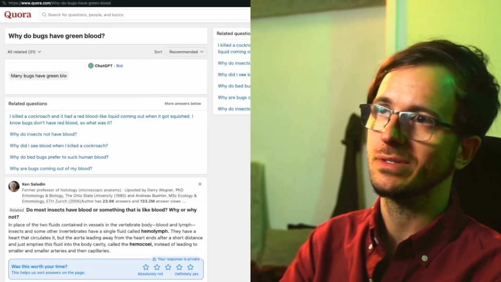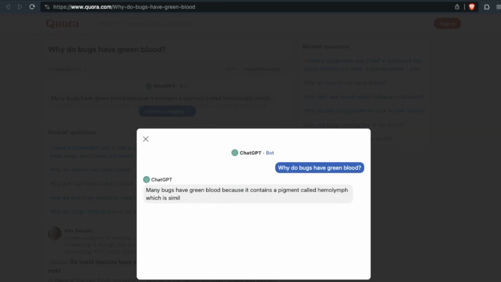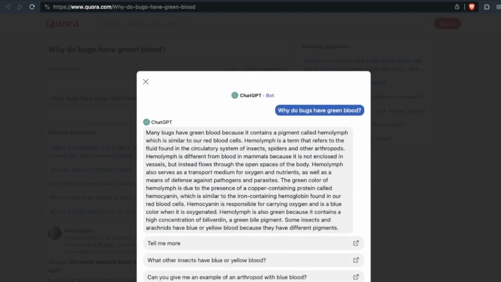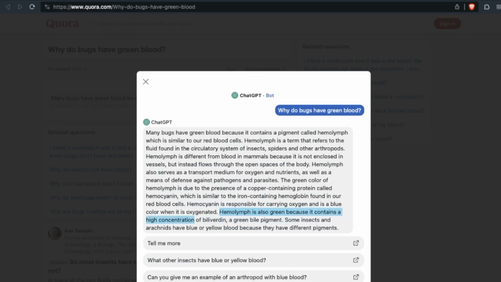Let's see what Quora says. Are we going to use the old version of ChatGPT? Many bugs have green blood because it creates a pigment called hemolymph, which is similar to our red blood cells. That's what we already read about that. Flows through open space in the body. The green color of the hemolymph is the present copper-containing protein called hemocyanin. Cyan is bluish, blue-greenish type of color, I think. It's like a light blue. Hemolymph is also green because it contains a high concentration of biliverdin, a green bile pigment.